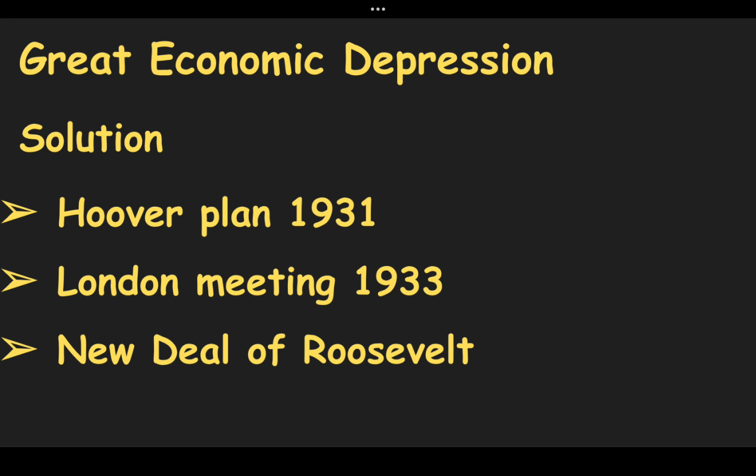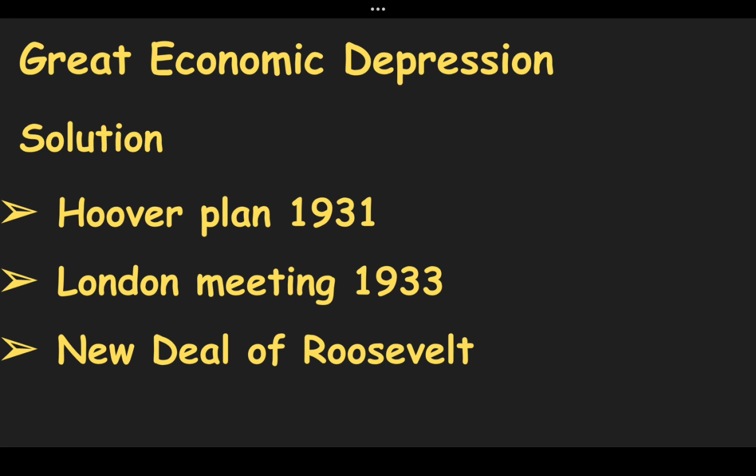Second is the London meeting, 1933. A conference was organized in London in 1933 to consider the economic crisis. 60 nations participated in this conference. Many smaller countries demanded the end of economic nationalism. They wanted to maintain the balance of trade in order to stabilize the economy, but the big powers did not agree with the proposal. The conference could not reach a unanimous decision. Therefore, the London meeting also failed.